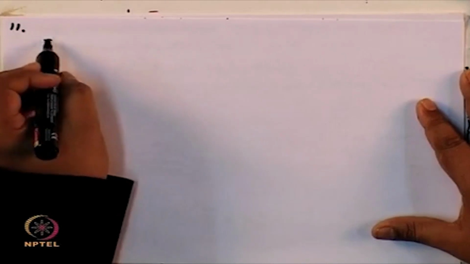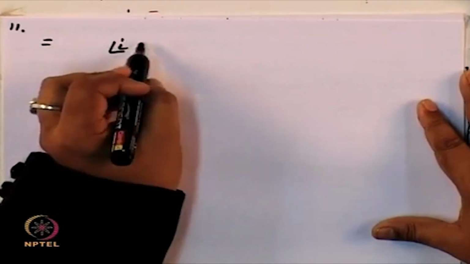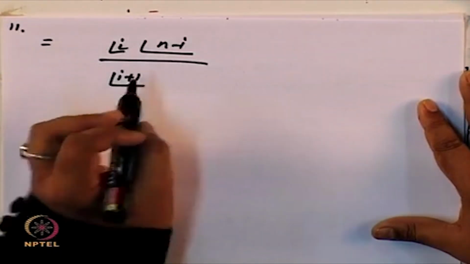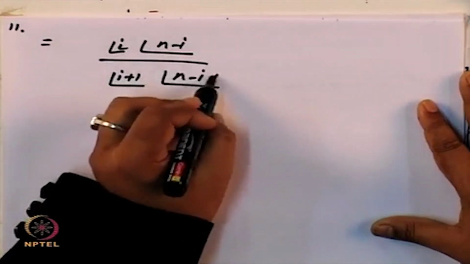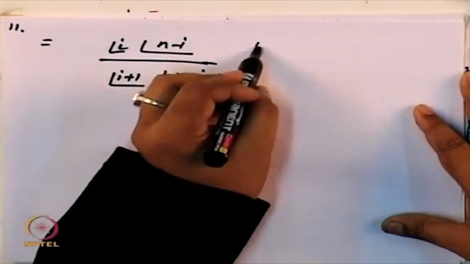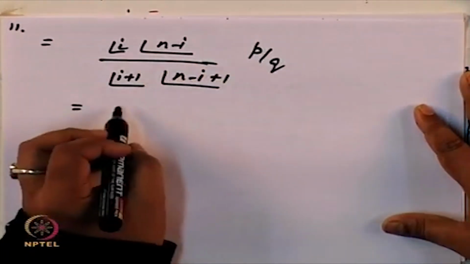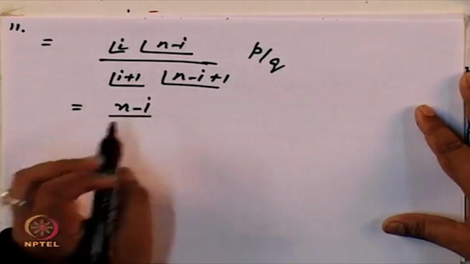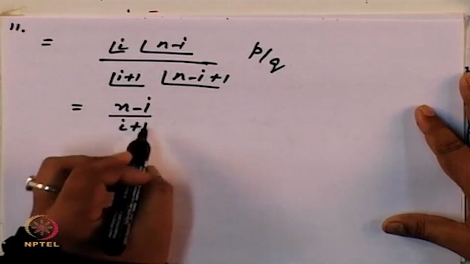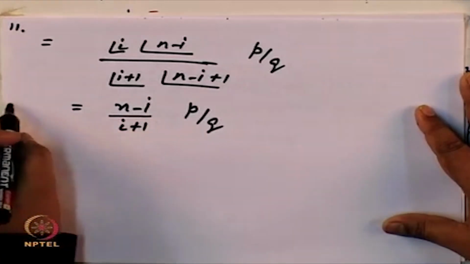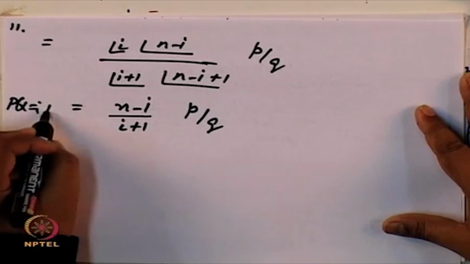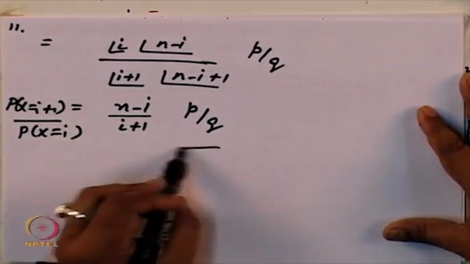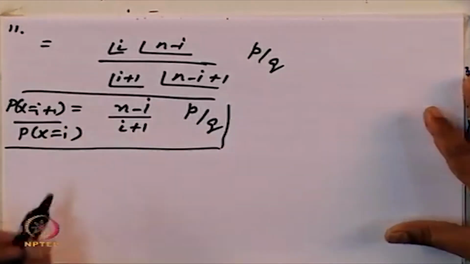Okay. So, this becomes (n minus i) by (i plus 1) into p by q. Okay. So, this is a recursive formula.